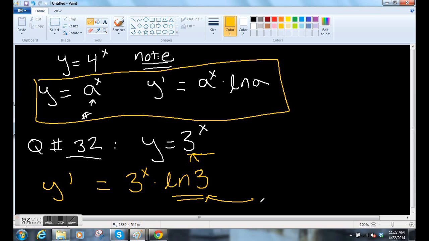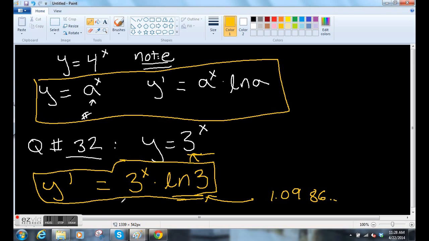And that's your answer. And remember that this natural log of 3, that is a number. You can type it into your calculator if you don't believe me. The number is 1.0986, something like that. So this natural log of 3 is a number. It's a constant number. So that's how you do that problem. And this was the third rule to consider.